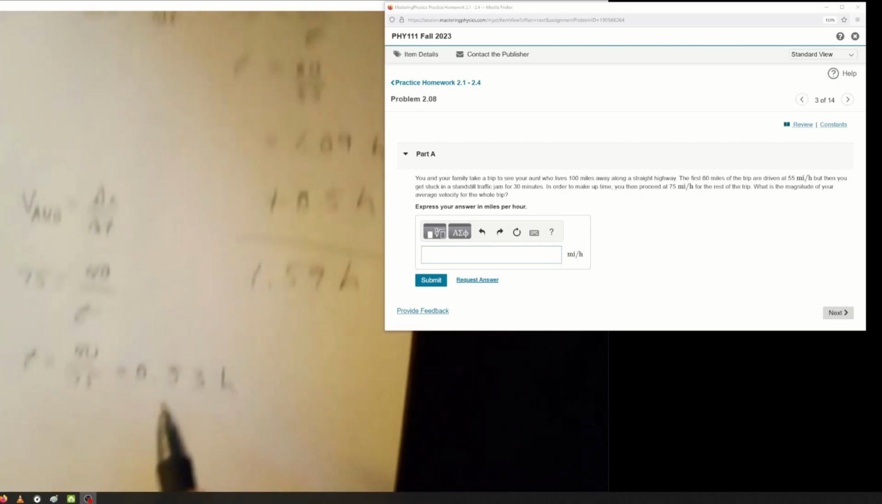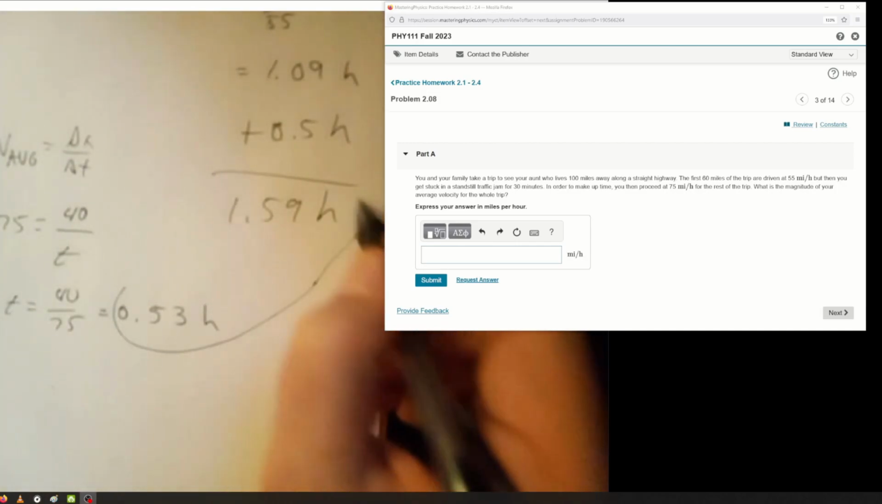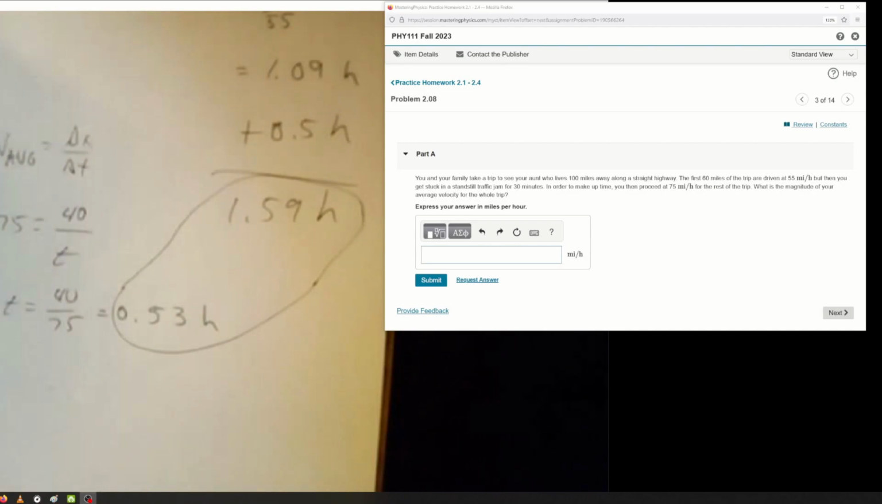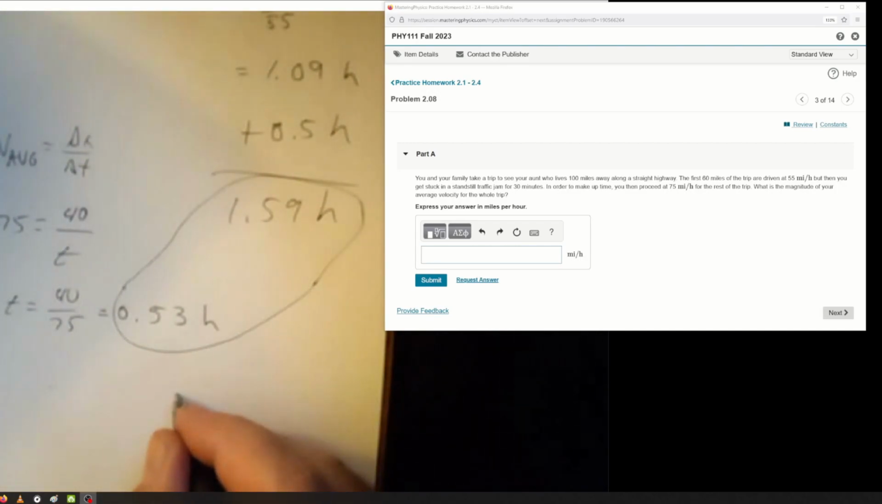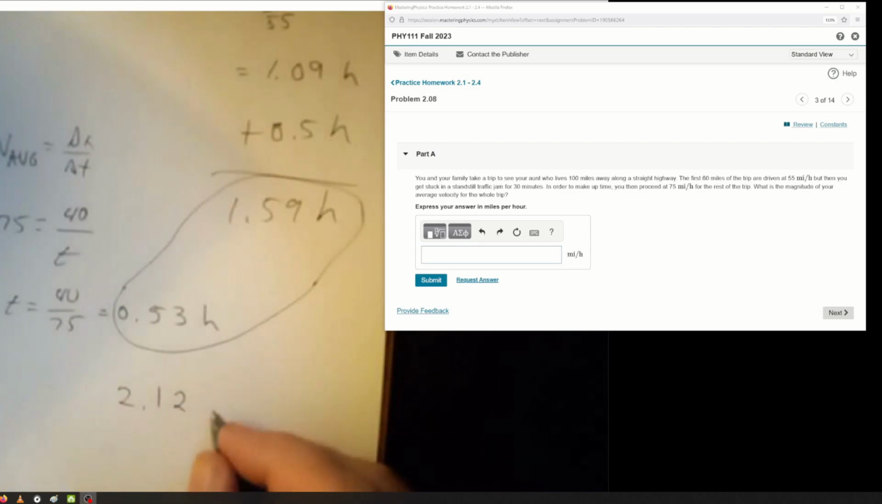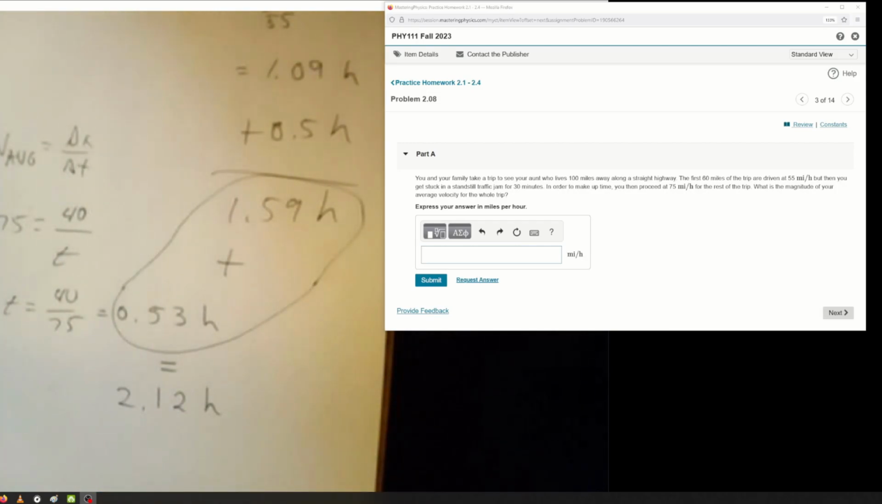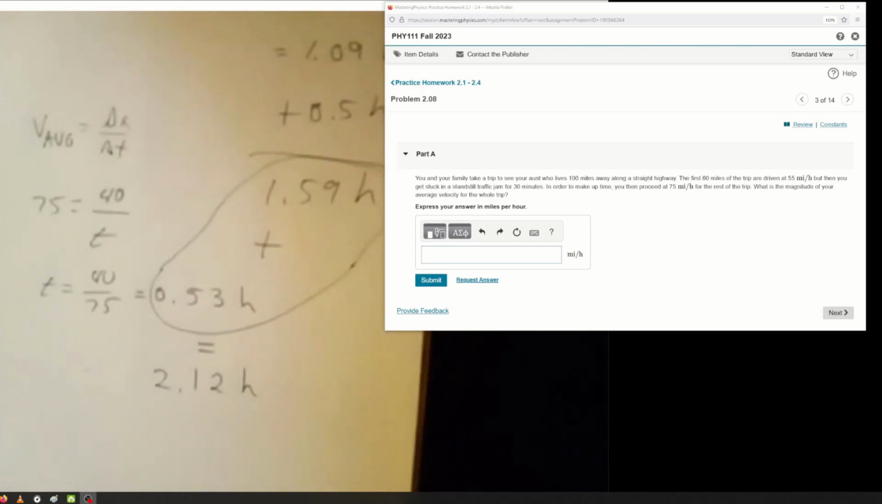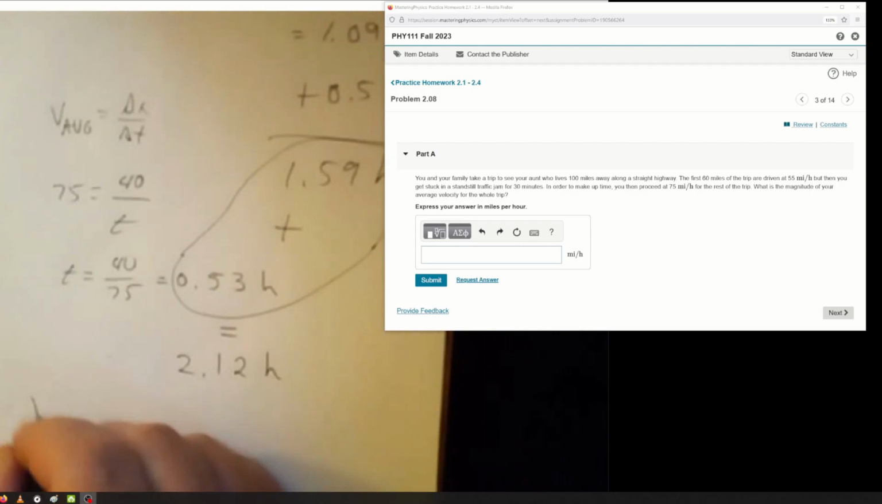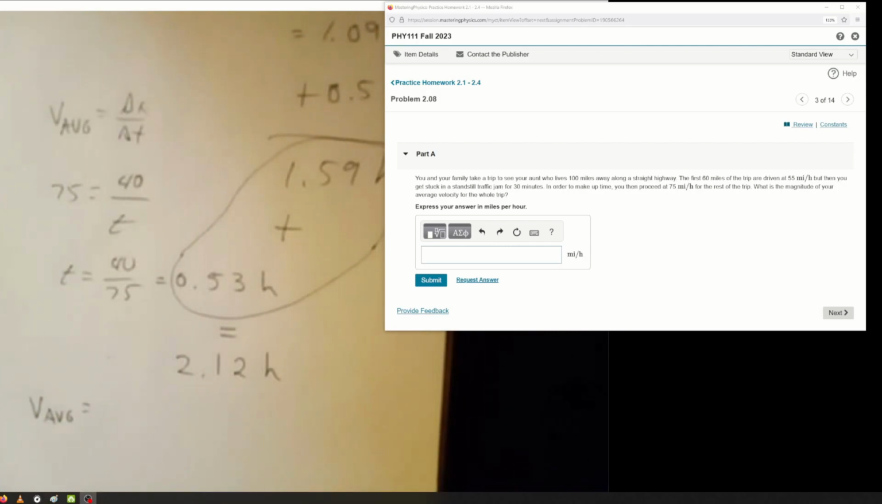So we have the total time then of our journey. So just adding those together. And they want to know what is the magnitude of your average velocity for the whole trip. So magnitude just means the positive value, the absolute value. So we want to know the average velocity for the whole trip.